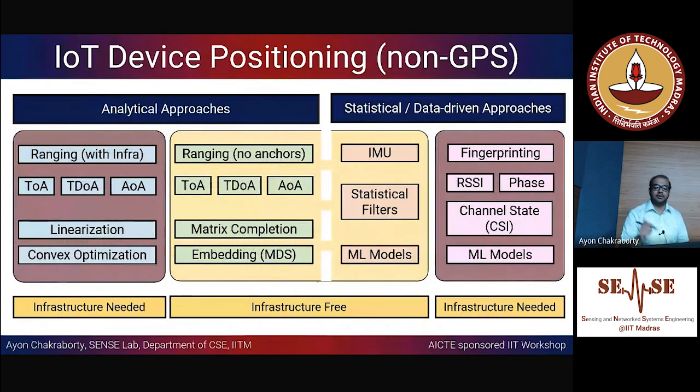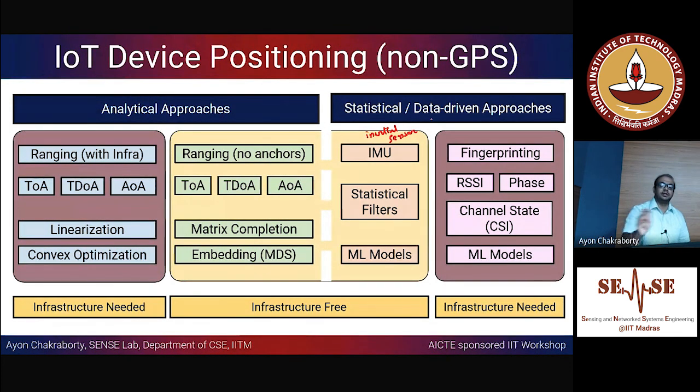So we have discussed all these three approaches: infrastructure-free MDS, infrastructure-needed TOA, TDOA, and AOA, and some idea about how fingerprinting could be used to train some machine learning models, and the models could be predicting the value of the location. So we will be left with some pointers for tomorrow, that is going to be on the inertial sensors. This is a little bit different.